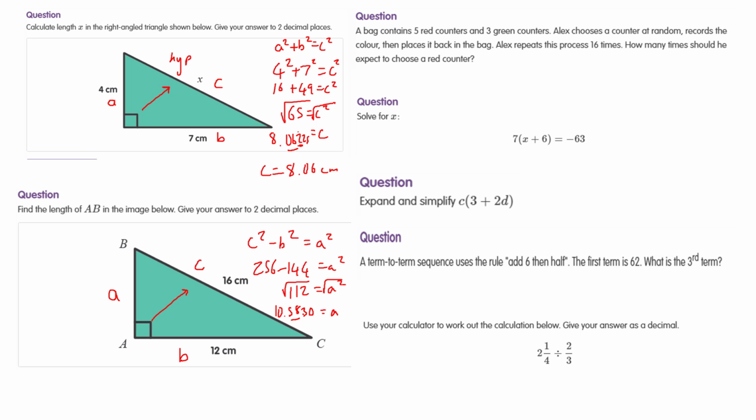So look at this 3 here. It's less than 5. So that's got to round to a equals 10.58 centimetres.